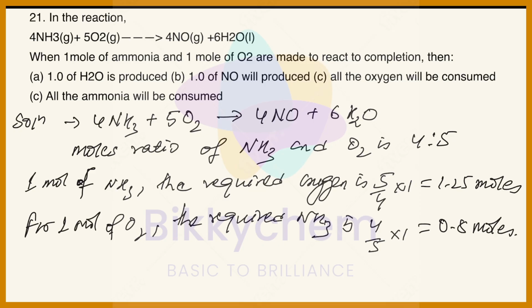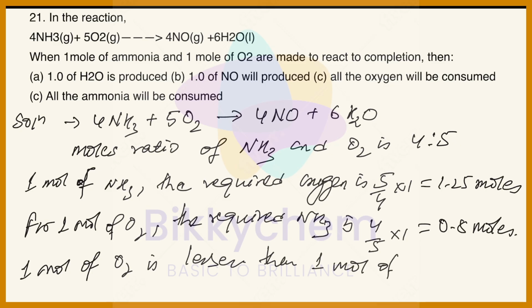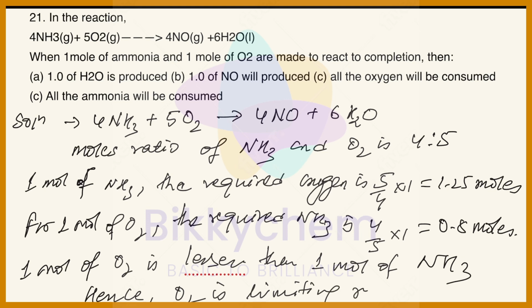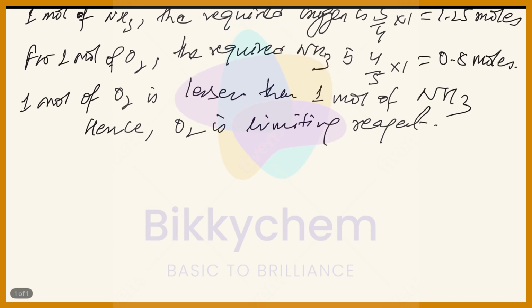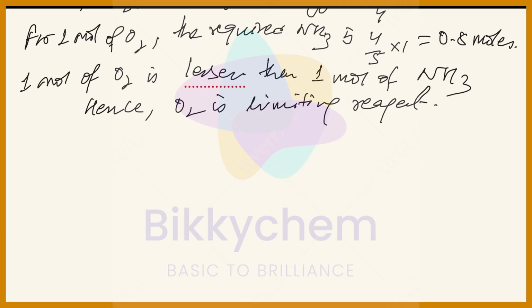Okay. Then 1 mole of O2 is lesser than 1 mole of NH3. Hence, O2 is the limiting reagent. That means the reaction depends on the amount of oxygen. And let's see if options A, B, C, D are right or not.